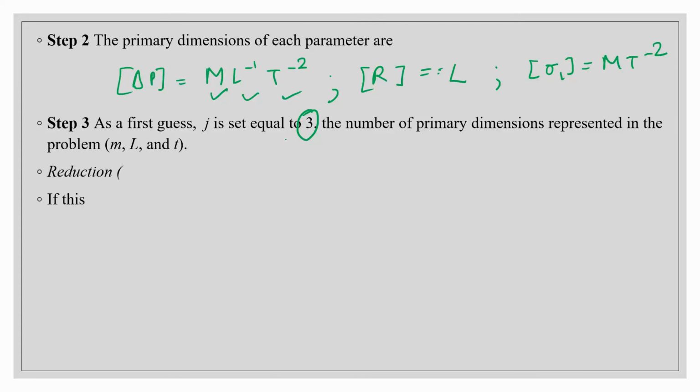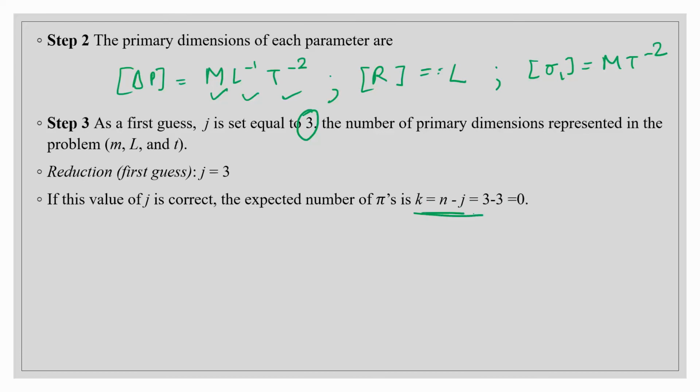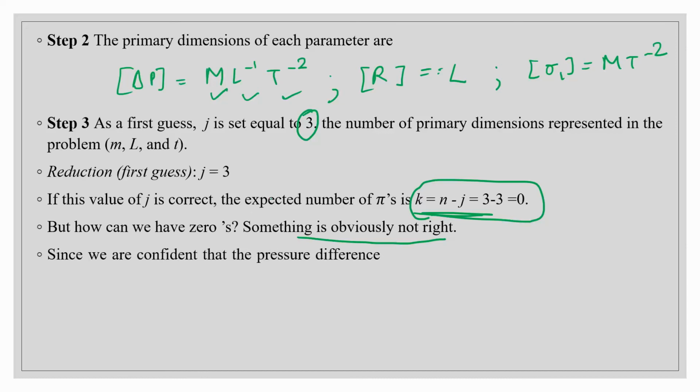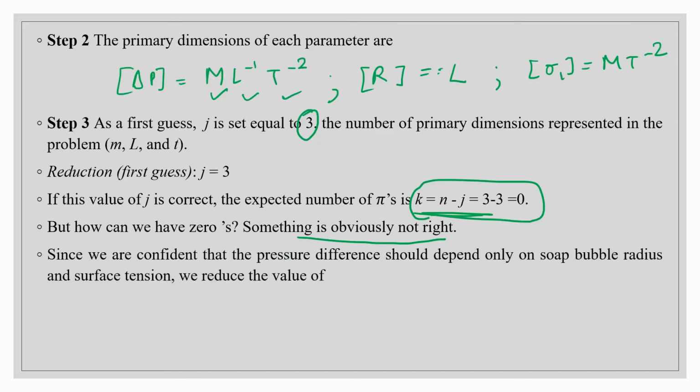So what we have to do is find k, which is equal to n minus j, which is coming out to be 0. Now how can it be 0? Something is obviously not right, and we might think for the first time that we have made some mistake. But as we know that we have included all the things, and we are very confident that the pressure difference should depend only upon the soap bubble radius and the surface tension, what we need to do is reduce the value of j.